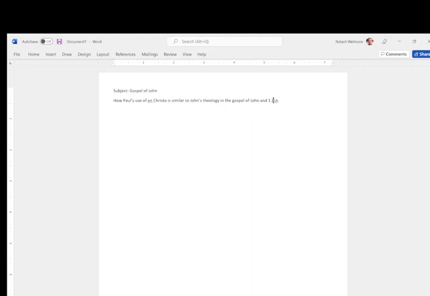Actually, there's a lot there. It's surprising how much is there. So my subject is the Gospel of John. My study is something to do with how Paul's use of en Christo is similar to John's theology in the Gospel of John. Now remember, my main research question has to be the only question I'm answering in my paper. Every other question that I'm going to be answering in my paper is really going to be answering my main question. That's the deal with the main research question.